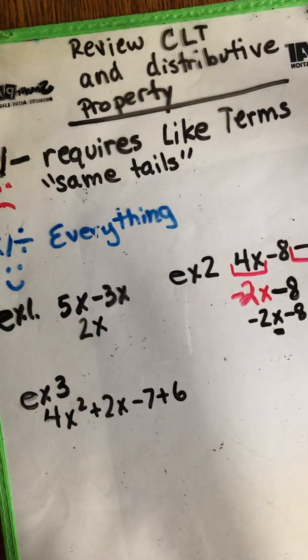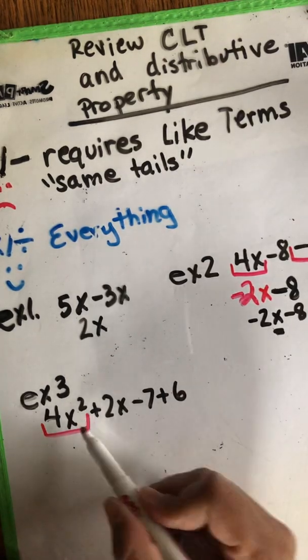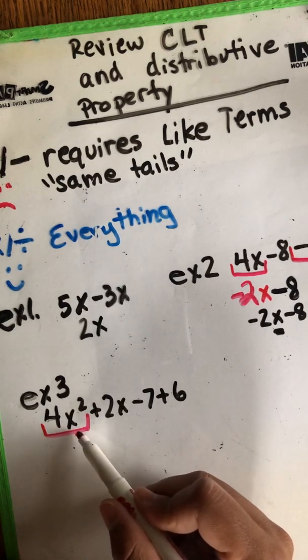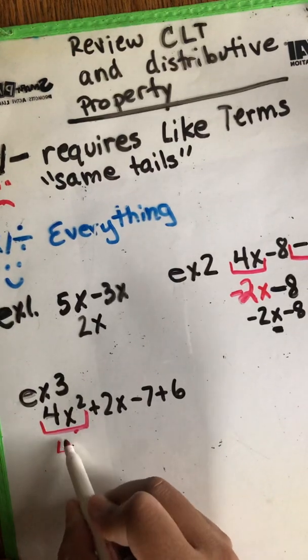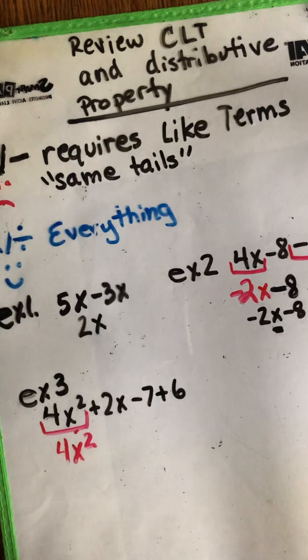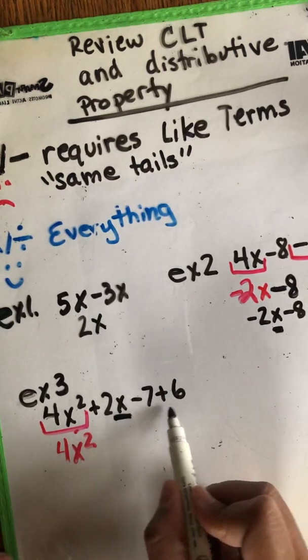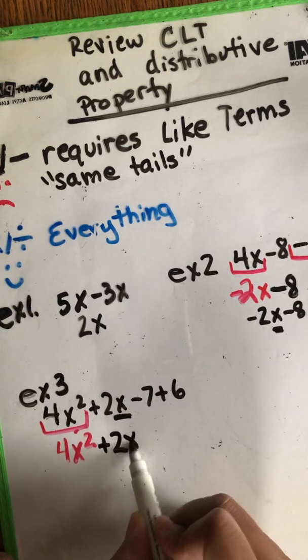So I'm going to see what I can combine. This 4 has an x squared term, so I need to combine it with something else that not only has an x, but also has the squared, not just an x. There's nothing else here that has an x and a squared, so this does not get combined with anything else. This 2x has an x at the end. Does anything else have an x at the end? No. So this 2x does not get combined with anything.